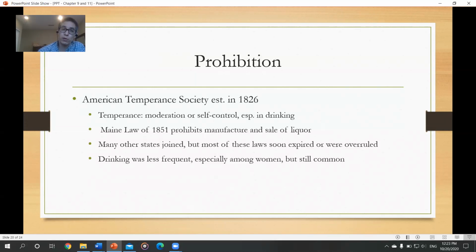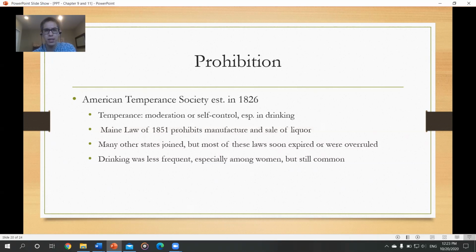One of the reform movements was Prohibition, which is basically getting rid of alcohol. And so the American Temperance Society, made in 1826, was all about trying to have moderation or self-control, especially in drinking. And so we begin to see some states experiment with prohibition, banning alcohol. Maine prohibited the manufacturing and sale of liquor in 1851. Some other states joined as well, but these laws never really took root. They weren't permanent. We will eventually see prohibition taken up again in the early 1900s.